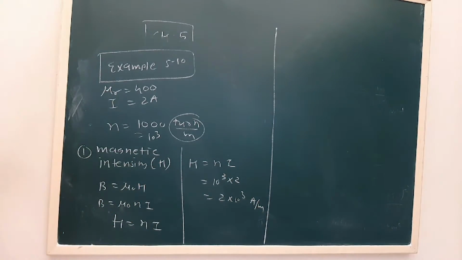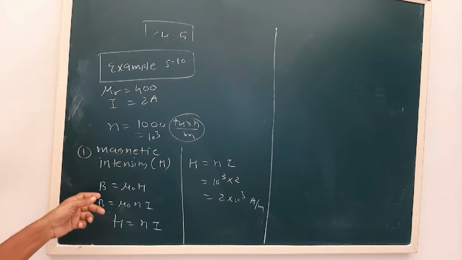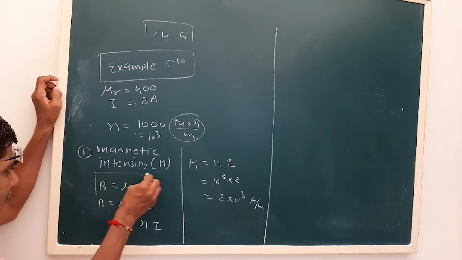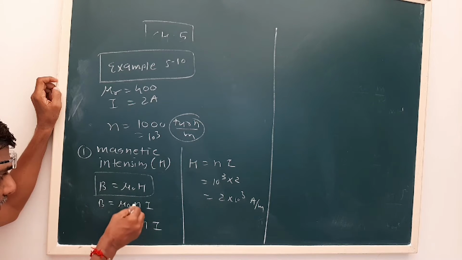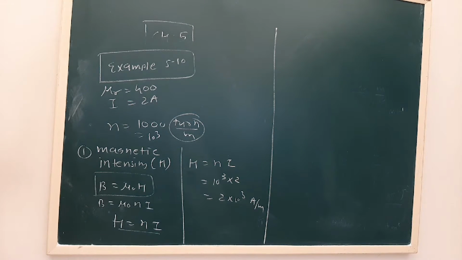Okay, so here the number of turns per unit length is given, and the current is given. So H is equal to nI. This is how we derive the equation. See, B is equal to mu 0 H and B is equal to mu 0 nI. So if I compare this, we will get H is equal to nI. So this is the magnetic intensity.